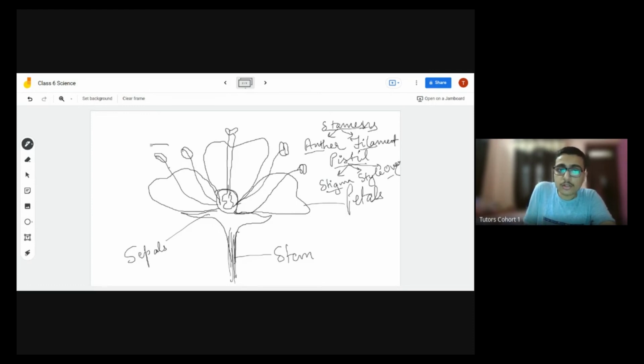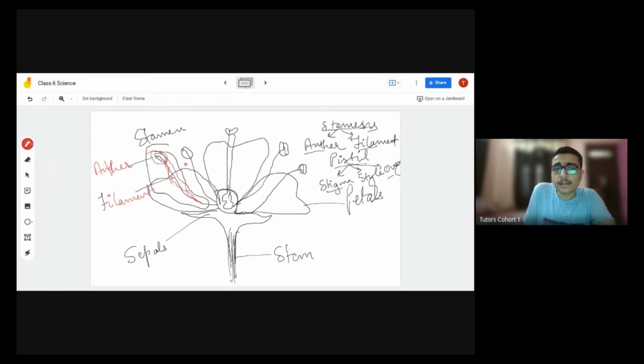Okay, so this structure is known as stamen. And as I said, stamen has two parts, anther and filament. This thread-like structure is known as filament. I'll change the color, then it will be better. This structure is known as filament, this thread-like structure, and this bilobed structure is known as anther.